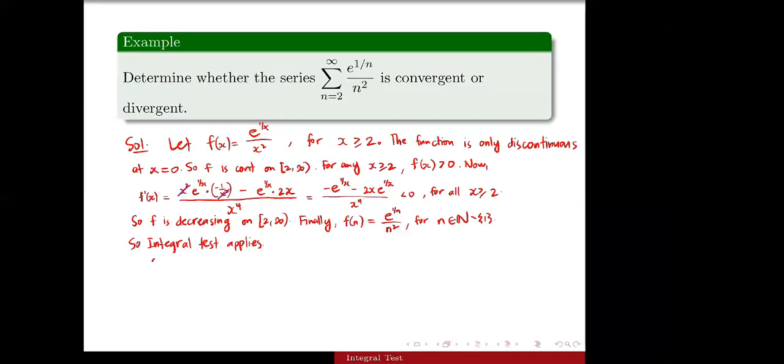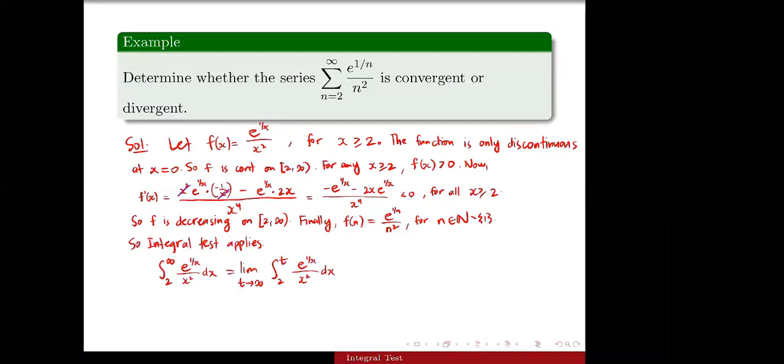So we integrate from 2 up to plus infinity e to the 1 over x squared dx. But this is just the limit as t approaches plus infinity from 2 to t of e raised to 1 over x squared dx.